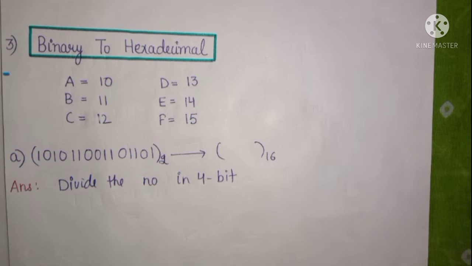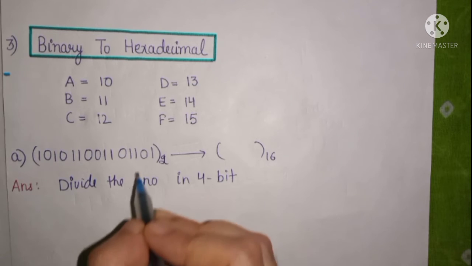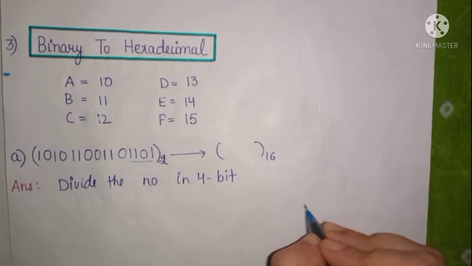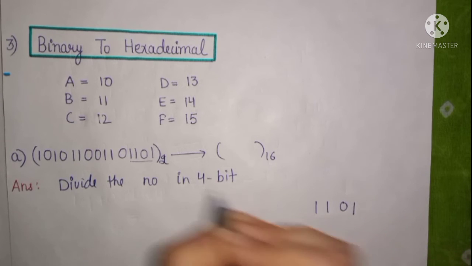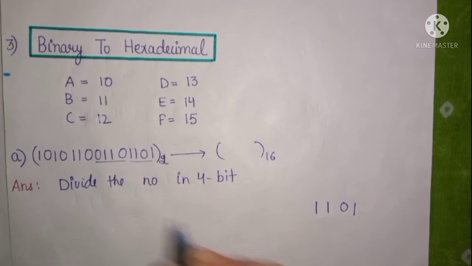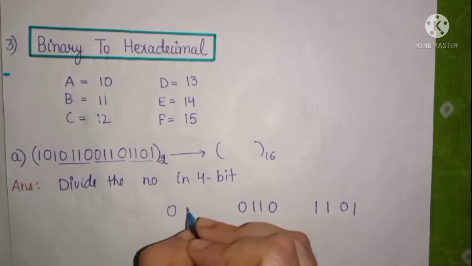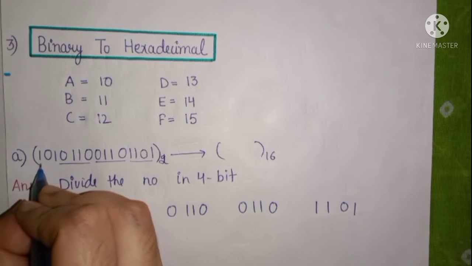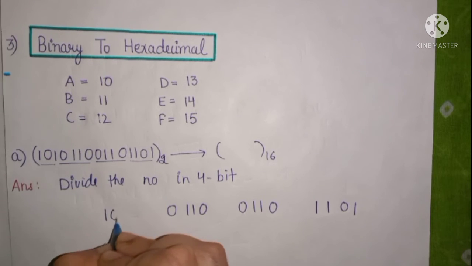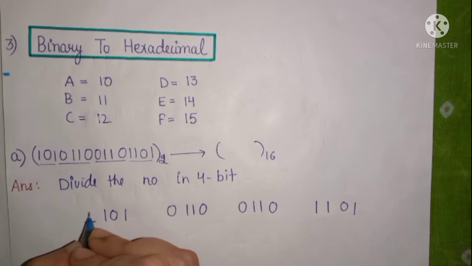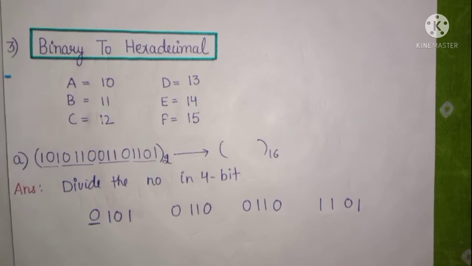Here you have to remember the trick 8 4 2 1. In octal you have to remember the trick 4 2 1. Here you have to remember 8 4 2 1. Okay, first we will write down the number in 4-bit starting from the last: 1 1 0 1. Next is 0 1 1 0. Next is 0 1 1 0. Next is 1 0 1, 1 bit is left, so here we will write 0 to complete the 4-bit.